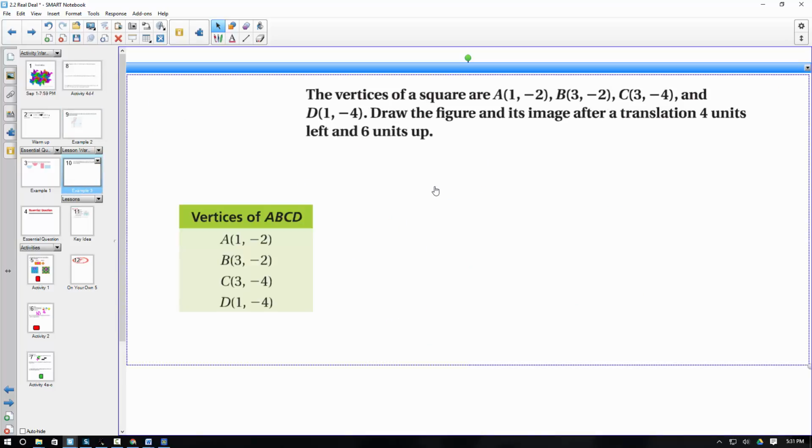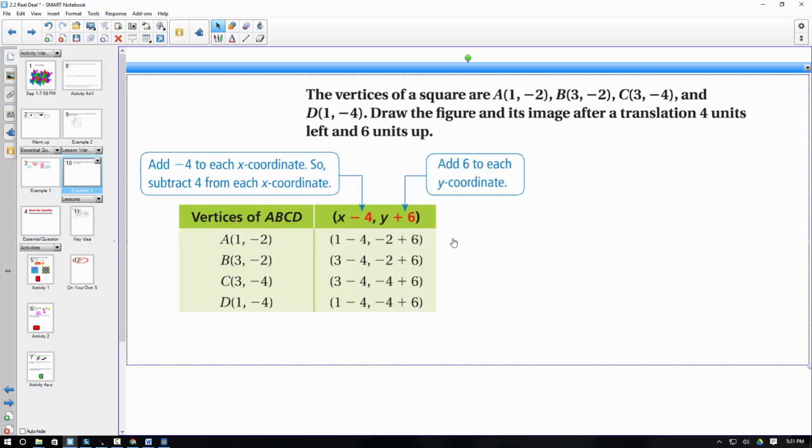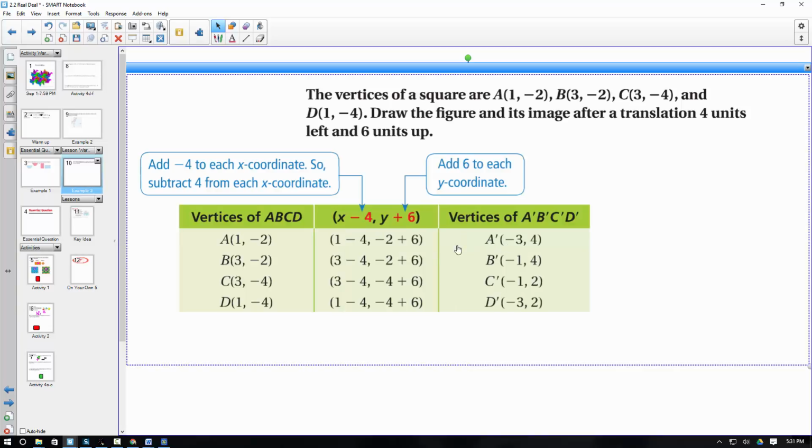This one here, it says the vertices of the square, draw a figure and its image after a translation of 4 units left and 6 units up. So I look here, I have 1, and I want to go 4 units to the left. So that would be -3. And positive, if it goes up 4, that'd be -2 plus 4. I'm sorry, 6 units up. -2 plus 6 is 4.